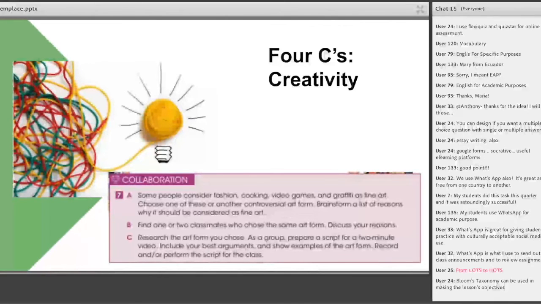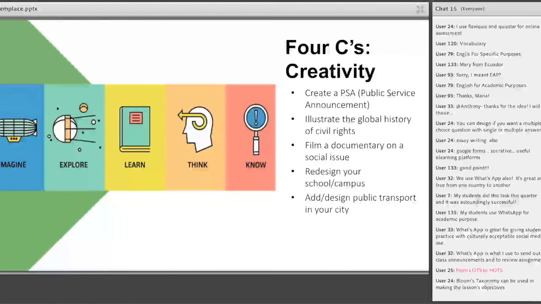And so if we look at this task here, where students are collaborating and researching an art form, they're going to be preparing a script for a 2-minute video, making arguments about the best art form. They can build in a lot of their own creativity through this. You can see all the amazing things that our students might come up with.